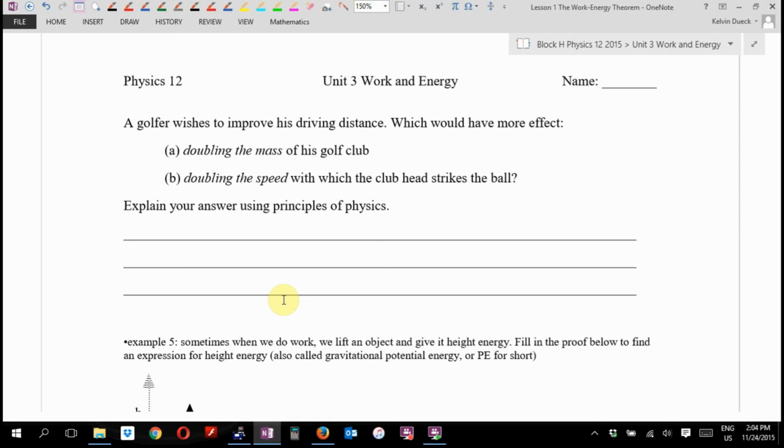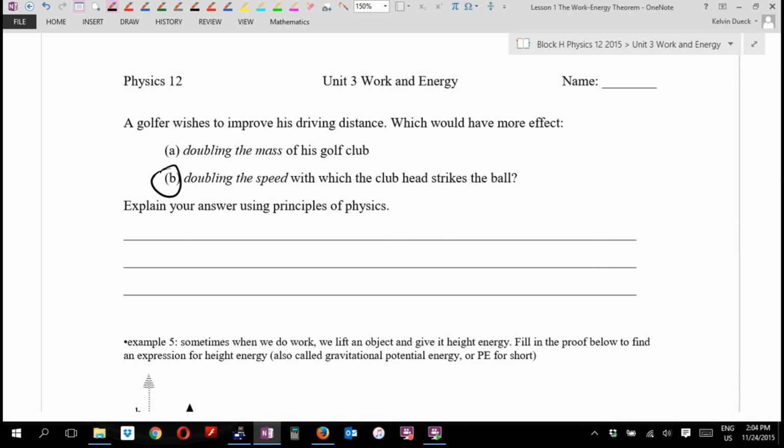How far the ball goes. How far he hits the ball. So a golfer wants to hit the ball further. What's going to have bigger impact? Using a heavier club? Kiowa, convince me. You're right. Why? Shouldn't it be equal, Mr. Do It? You're doubling and you're doubling?